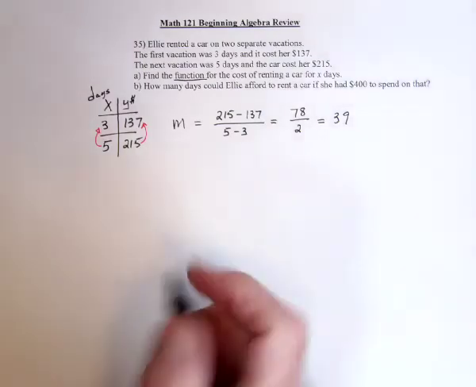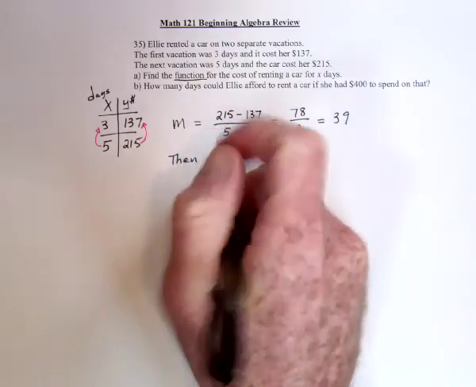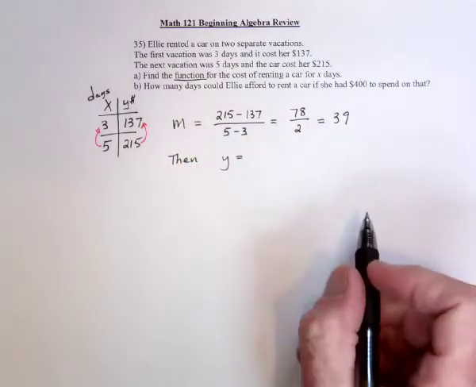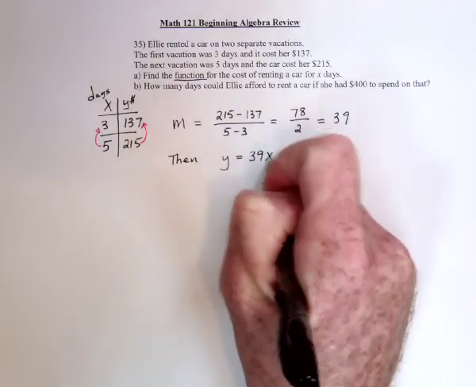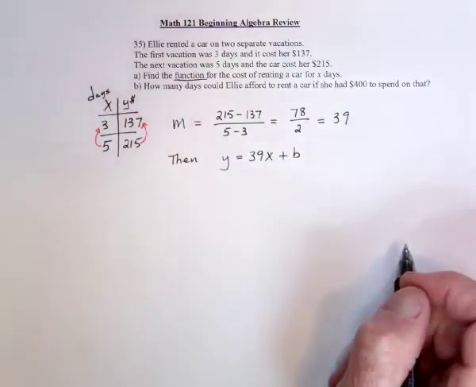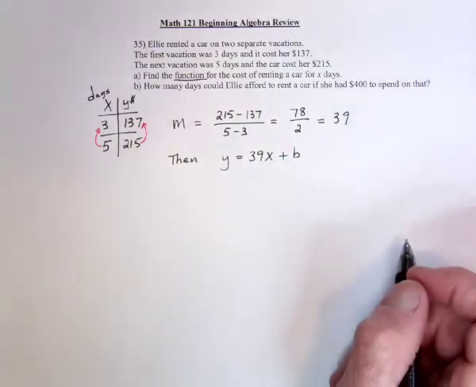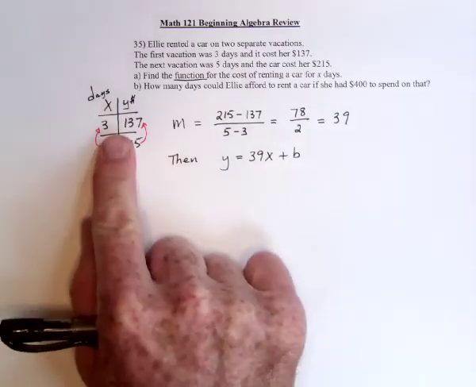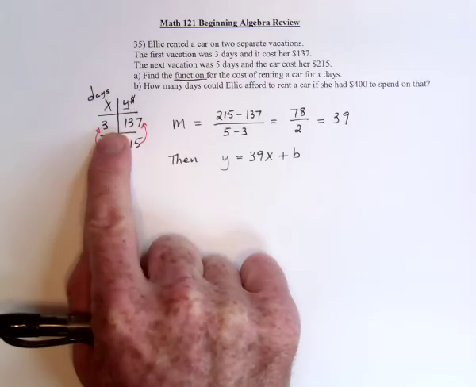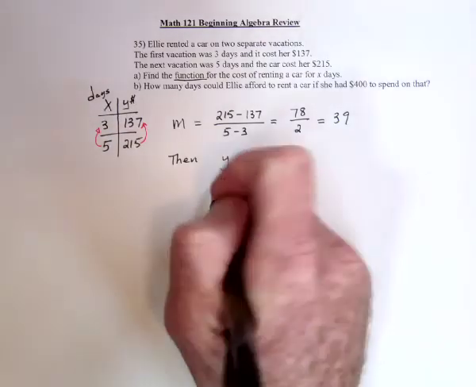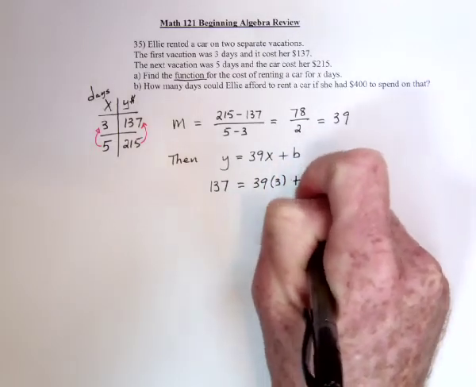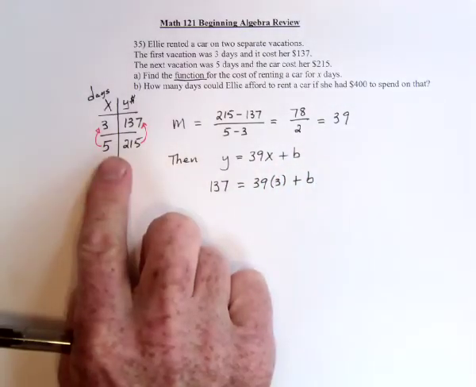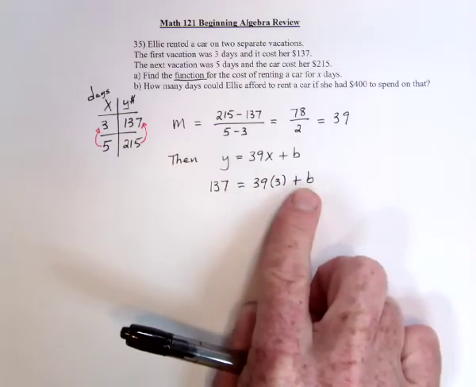Okay, that's the slope. We still need to find the equation of a line. Well, we could go ahead and use the form y equals mx plus b, and the m we already have. Next, we just need to figure out the b. In order to figure out the b, what you can do is take one of these pairs, like the first one, the 3 and the 137, plug in 3 for x and 137 for y. If you were to take the other numbers, the 5 and the 215, and plug them in, you'll end up with the same b. So just pick one and go with it.